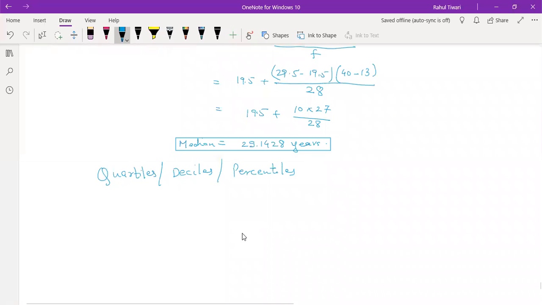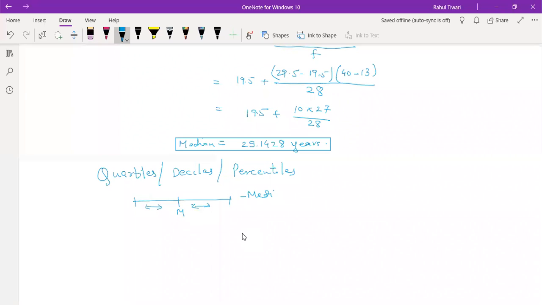Now, as we have seen the median, what the median does: we have a data, let's say this data, and this is the median value. This is the middle value, which is called the median value. This one value divides the data into two equal parts, right? So we have two equal parts, 1 and 2.